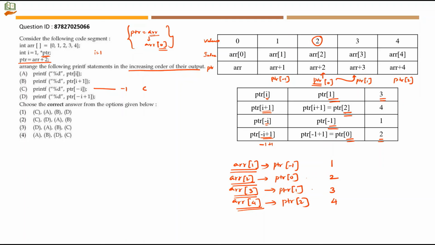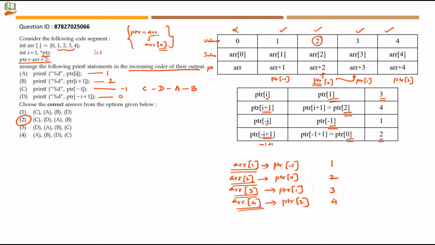So C comes first. Then which gives 0? D gives 0 index. So D comes next. Then we have 1. A gives 1. So A comes next. I plus 1 gives 2. And so B comes next. They have used only these 4 elements. They have not used this element. The first element is not used. So C, D, A, B. Option number 2 will be the right answer.